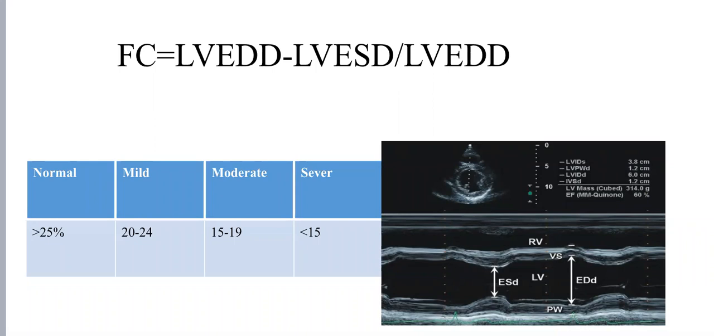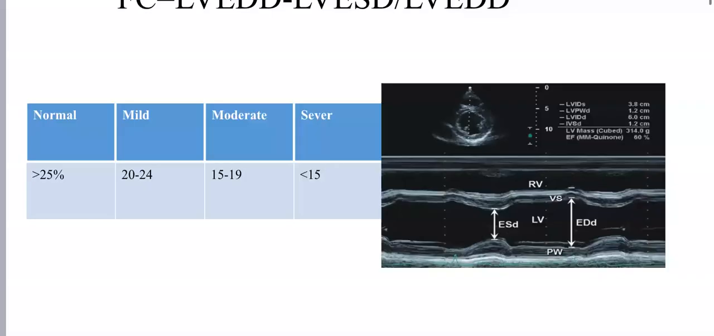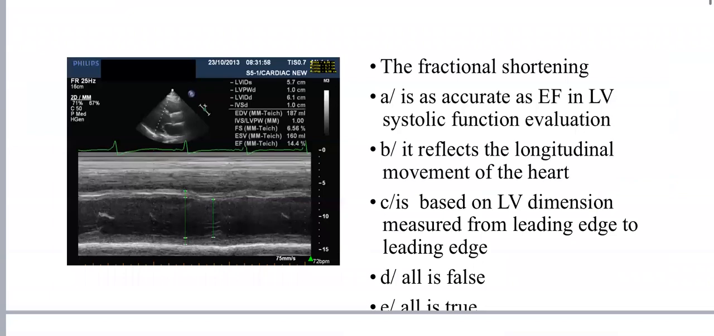Now the question is, how accurate is this fractional shortening compared to ejection fraction? And probably that's the question here. A: The fractional shortening is as accurate as ejection fraction in LV systolic function evaluation. B: It reflects the longitudinal movement of the heart. C: It is based on LV dimension measured from leading edge to leading edge. All is false or all is true.